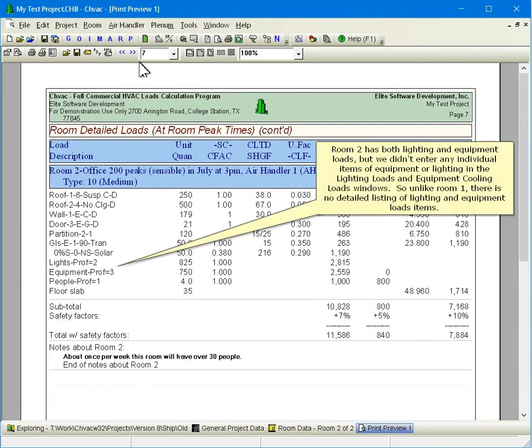Room 2 has both lighting and equipment loads, but we didn't enter any individual items of equipment or lighting in the lighting loads and equipment cooling loads windows. So unlike Room 1, there's no detailed listing of lighting and equipment loads items.